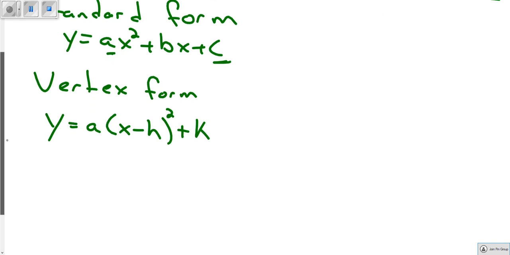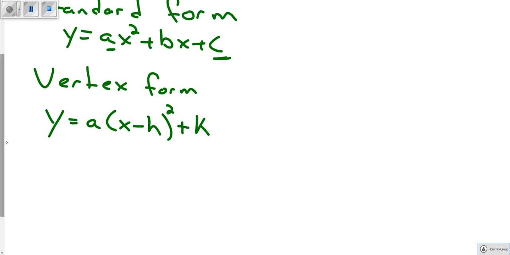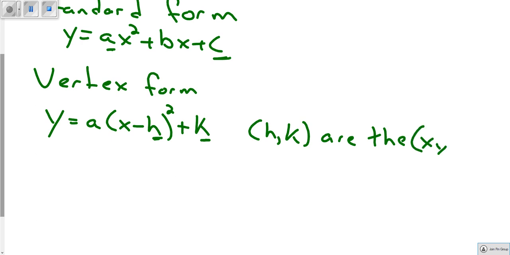Now, what's cool about this is your a value is still the same. A still tells you the direction and how wide it opens, okay? This a value is the same a value regardless of what form it's in. But these points here, h and k, are your vertex. H and k are the x and y of the vertex.